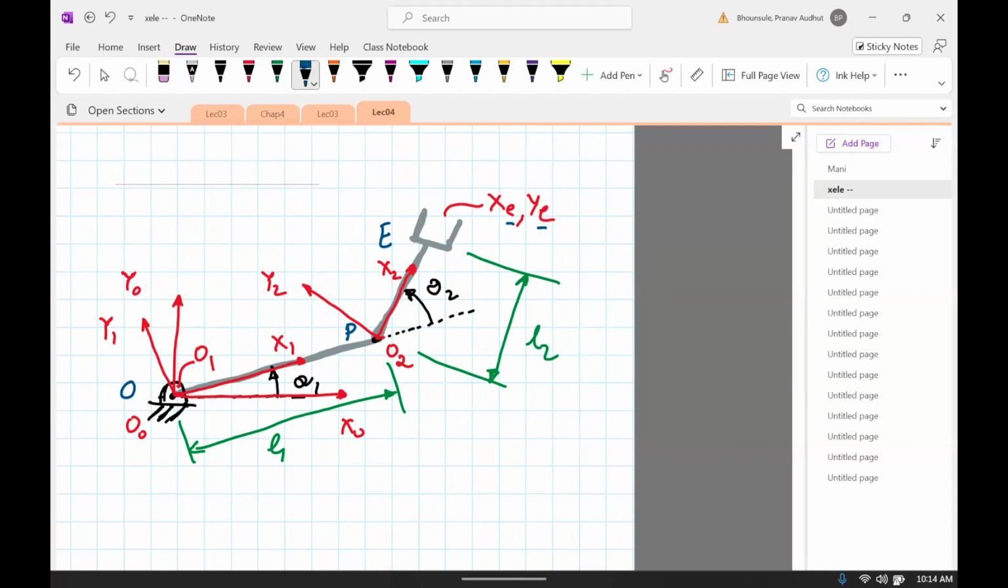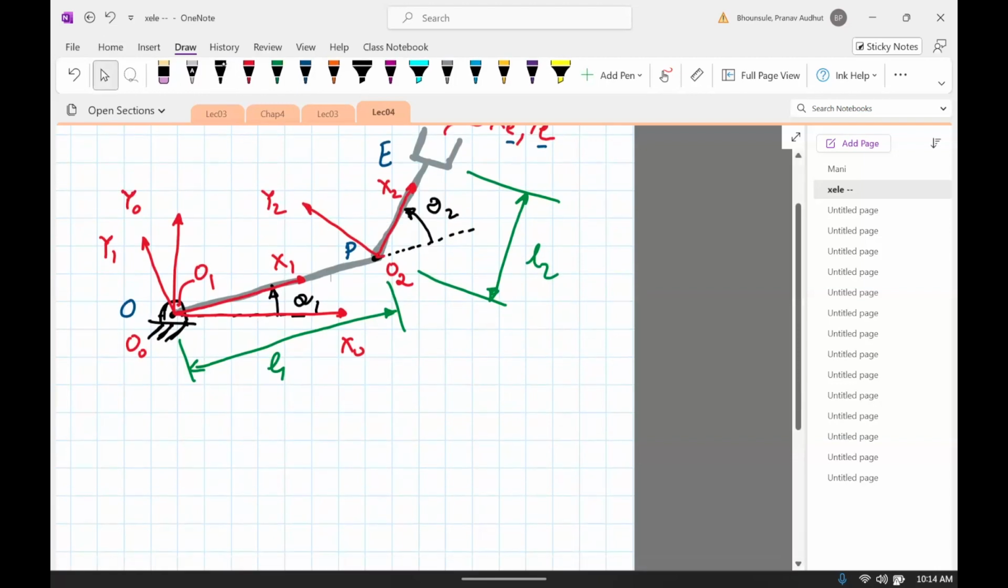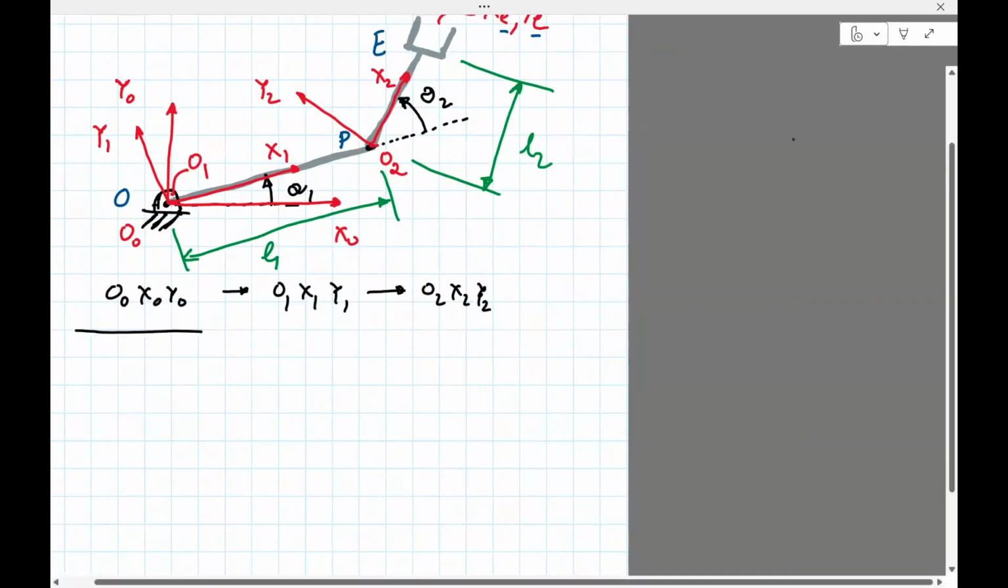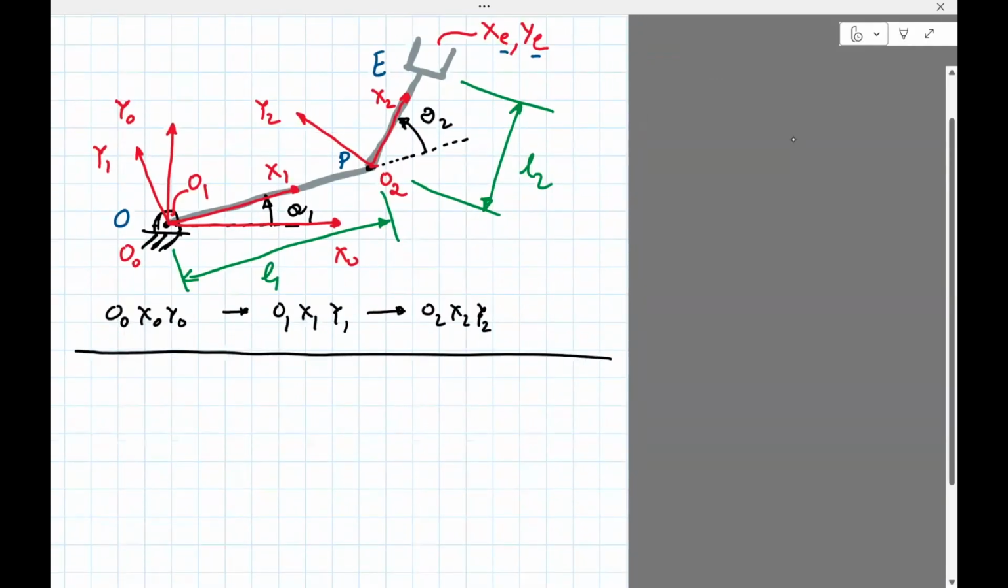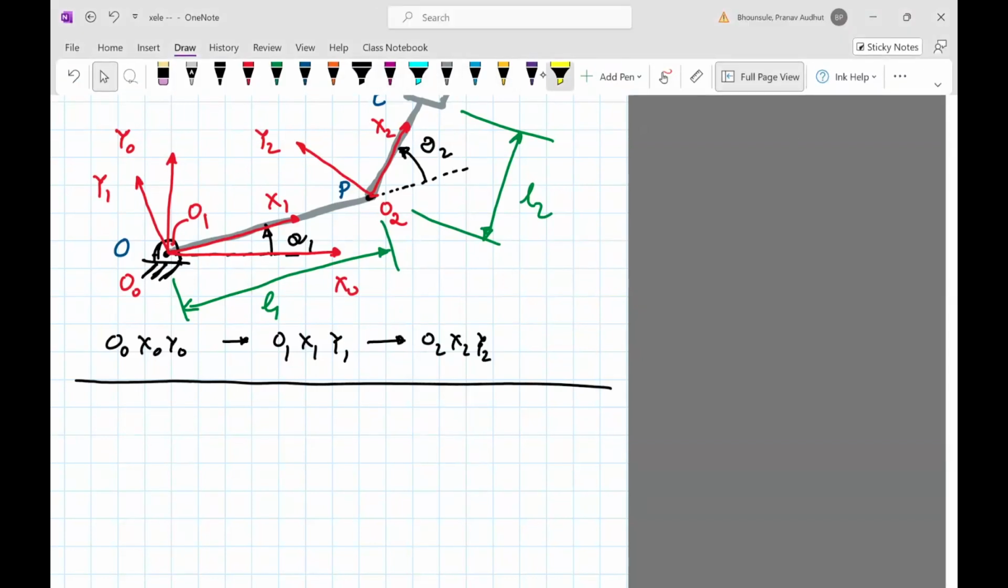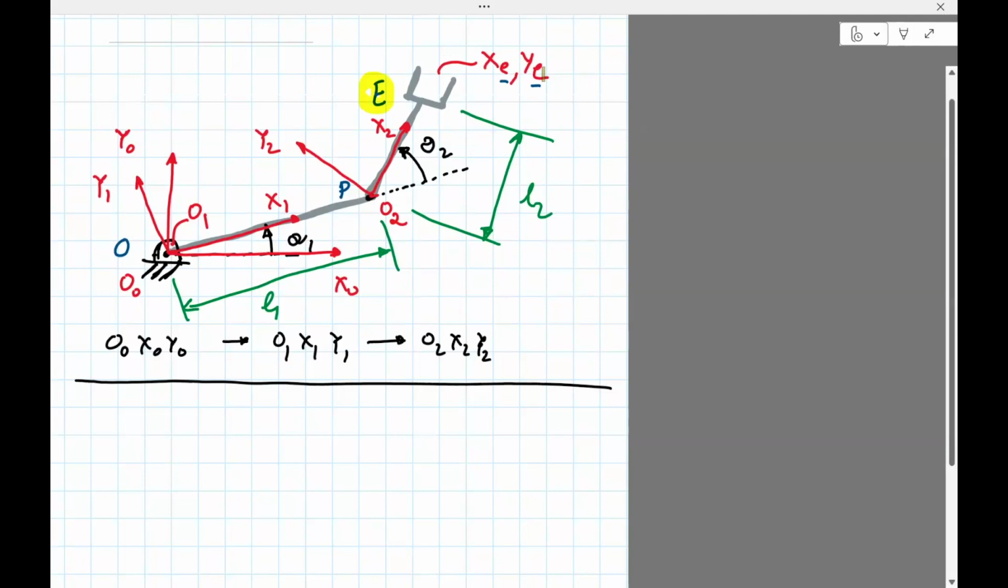Once we have frames, we realize there are three frames. So we have O0, X0, Y0. Then we have O1, X1, Y1. And then we have O2, X2, Y2. Okay, so let's get started and get what we need. We need the position of E. This is of interest. We need this position.